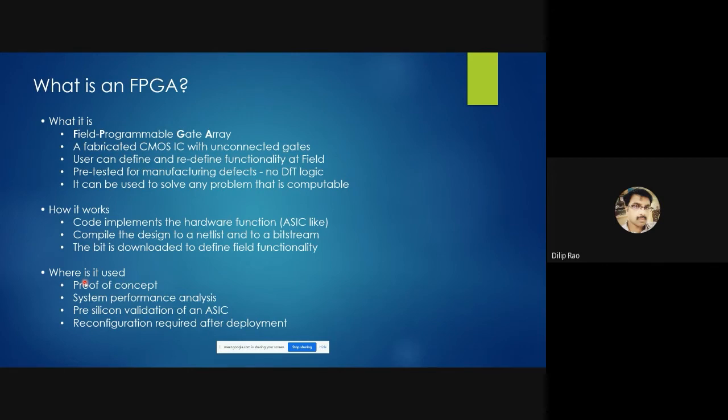It was designed by a gentleman called Ross Freeman, who is a founder of a company called Xilinx. Xilinx currently commands 37 to 38% of the market share in the FPGA market. So he was the founder of that. So it came, if you see, not very early.